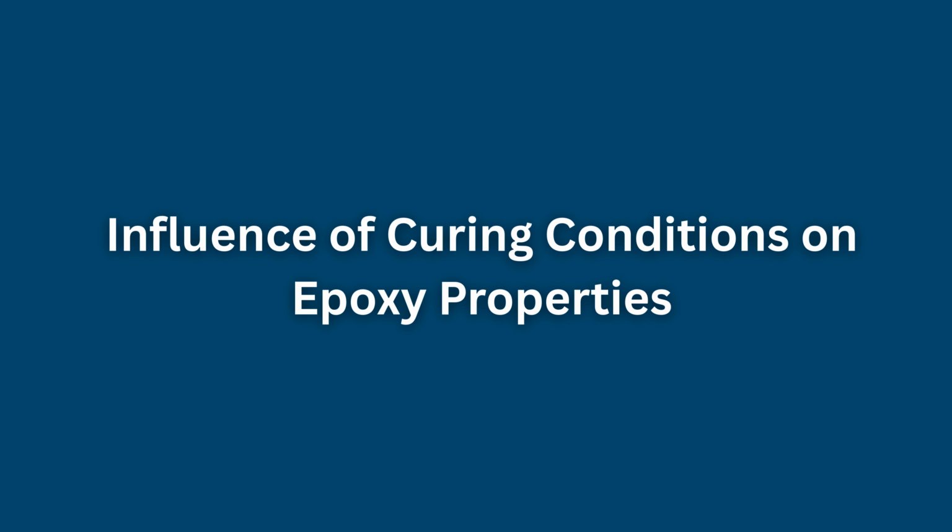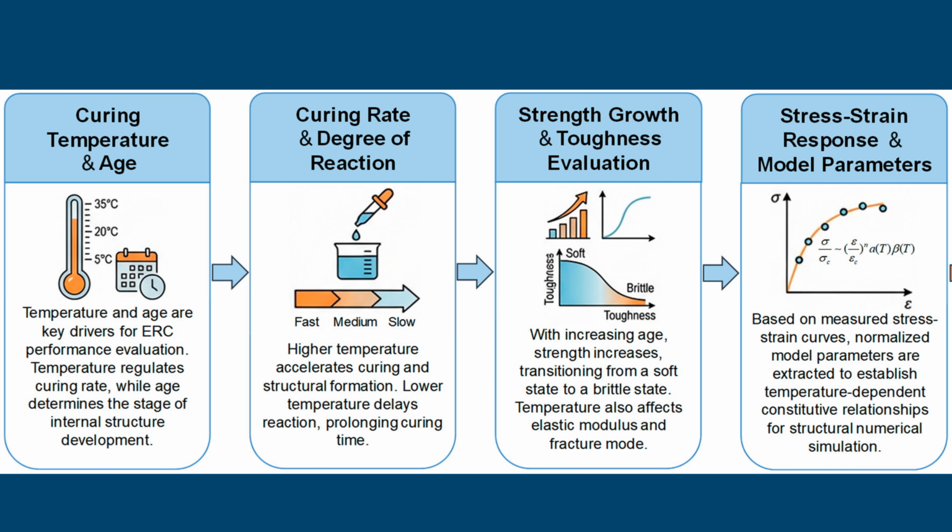Influence of curing conditions on epoxy properties. The final properties of epoxy adhesives depend not only on the curing agent but also on the curing conditions. Temperature, time, and stoichiometry all influence the extent of cross-linking within the polymer network. Higher curing temperatures typically accelerate reaction rates and increase cross-link density, resulting in improved thermal and mechanical performance. However, excessive heat generation during curing may lead to defects or degradation in thick adhesive layers.